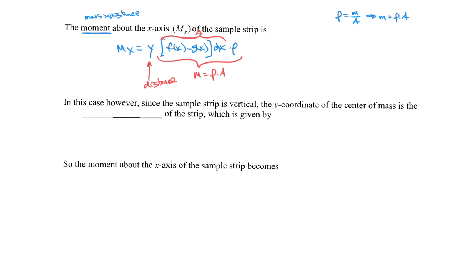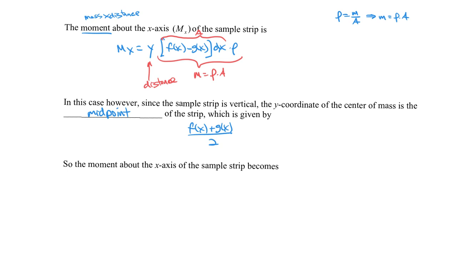So in this case, since the sample strip is vertical, right, the y coordinate of the center of mass is the midpoint of the strip. So we need to find that midpoint of the strip. And the midpoint of any two numbers is basically just add the two numbers together and divide by 2. So it's going to be f of x plus g of x divided by 2, because this would be like the y-coordinate of the top graph plus the y-coordinate of the bottom graph. We add them together, divide by 2. That'll give us the average, right?